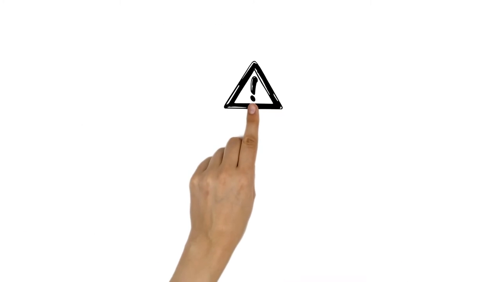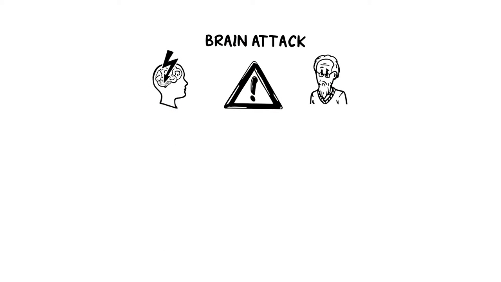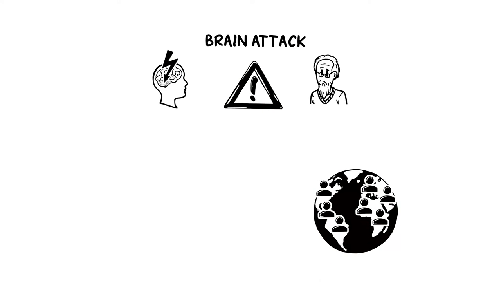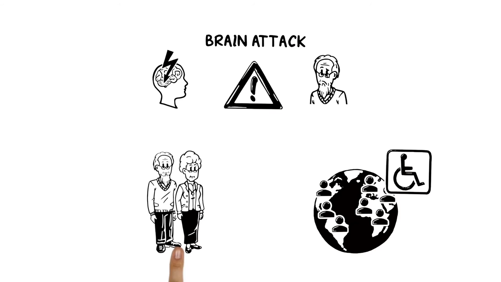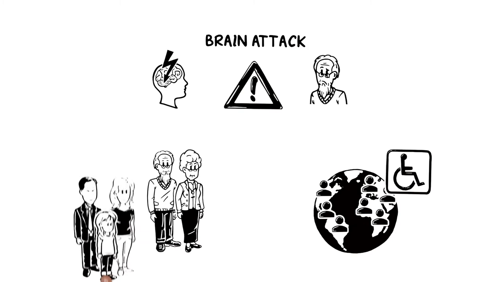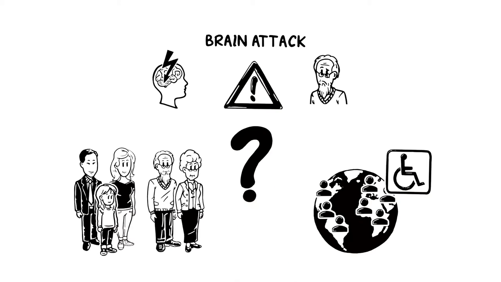Take action. Mike's grandfather might be having a stroke, also called a brain attack. Strokes are the second largest cause of death worldwide, and also one of the largest causes of disability. They mainly happen in older people, but they can sometimes happen to younger people too. But what is a stroke?